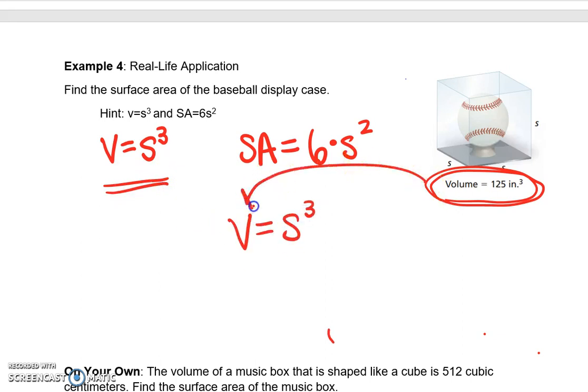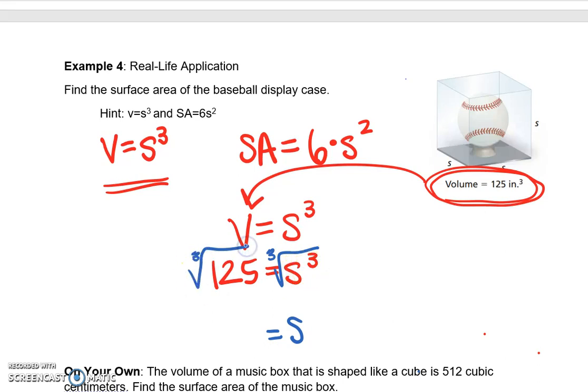If the volume is 125, and that's equal to side cubed, in order to solve this, remember we talked about inverse operations. In order to undo something cubed, all you have to do is take the cube root. So remember when I said when you take the cube root of something and you cube it, you're left with what's underneath, which is why we're left with s. And remember, what you do to one side of the equation, you have to do to the other side. So I have to take the cube root of both sides. And the cube root of 125 is 5.